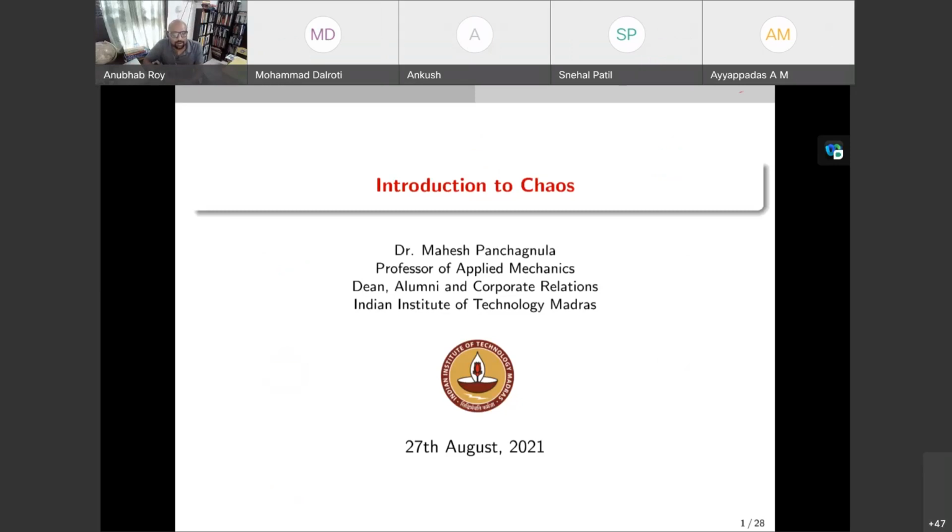Professor Panchagnula obtained his BTech from IIT Madras and then did his MS and PhD from Purdue University in mechanical engineering. After a stint at Lehigh University, he was a faculty member at Tennessee Technological University. Since 2010, he has been with us here at the Department of Applied Mechanics. Besides being a professor here, he also shoulders the responsibility as the Dean of Alumni and Corporate Relations.